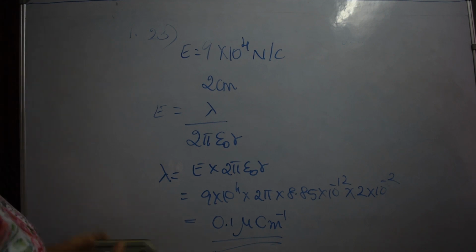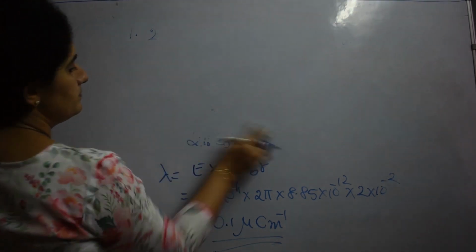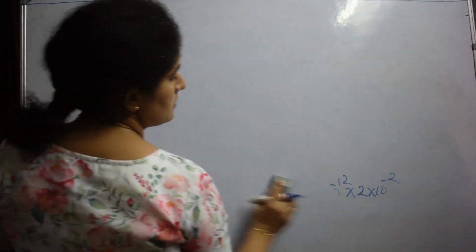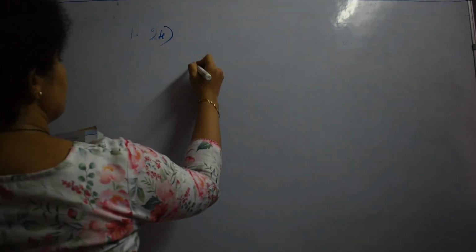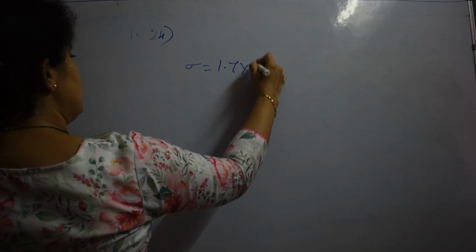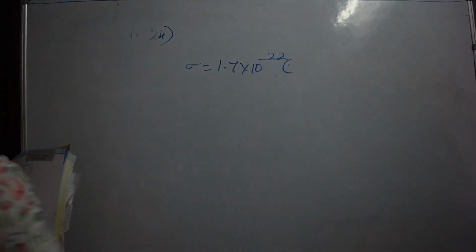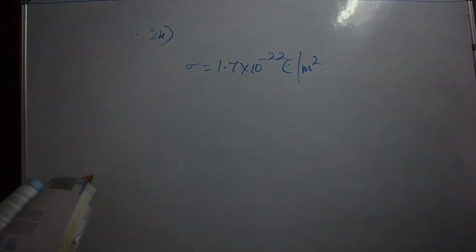The last one, 1.24. Two large thin metal plates are parallel and close to each other. On their inner faces, the plates have surface charge densities of opposite signs and magnitude 1.7 into 10 to the power minus 22 coulomb per meter square. What is E?